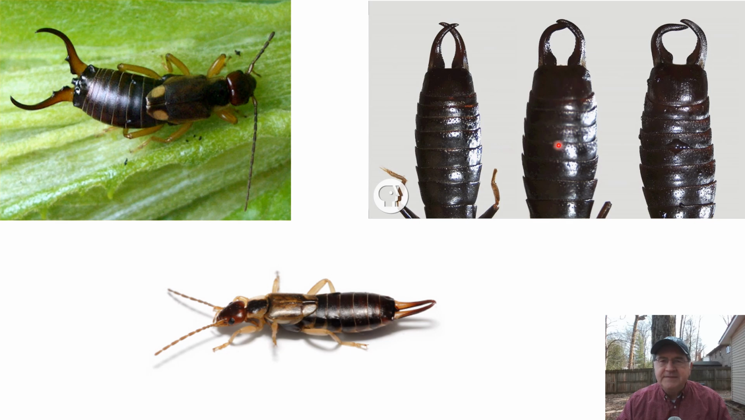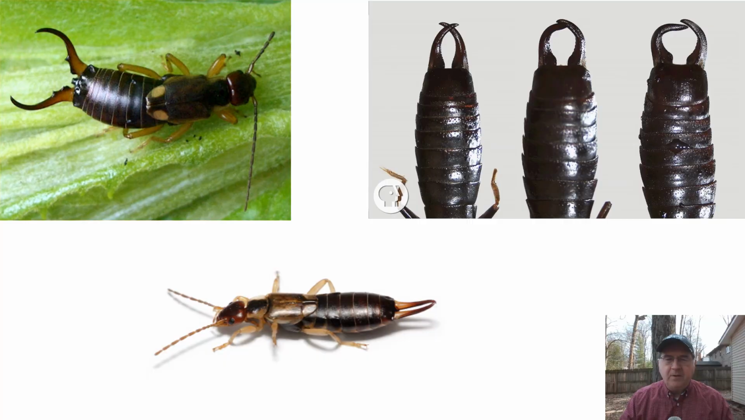Here we see a species that has modifications. I believe this is a female. It has relatively straight cerci, claspers. And here we see some males showing exaggeration of the shape, and also here's some of the asymmetry. The asymmetrical nature of the cerci. So that's your typical earwig.